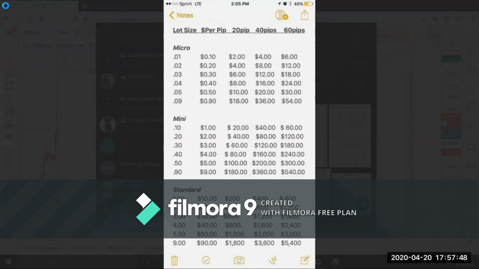If you are a beginner, don't go more than a mini lot size. Start with 0.10. It won't kill you, but you will still be making money. Start with that. That's what I advise most people to do, and that's how I started.